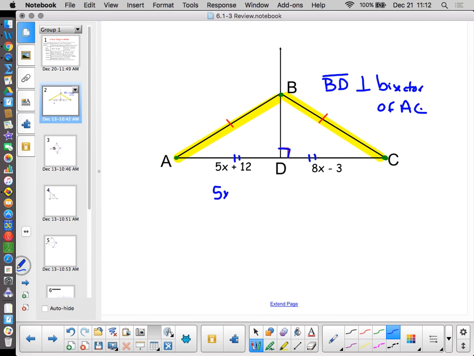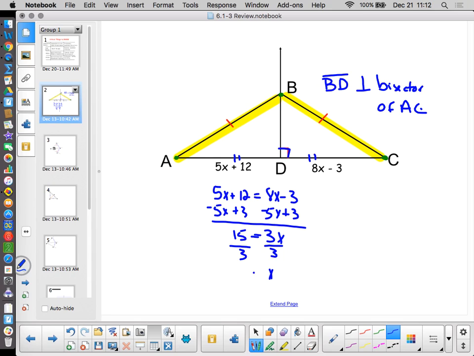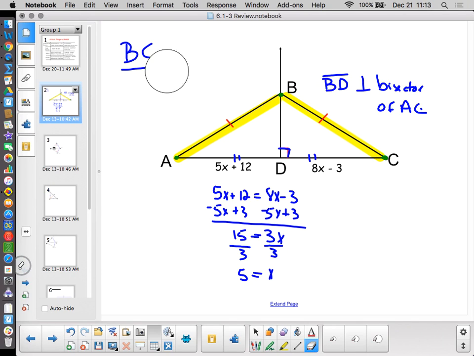So then we do our algebra. E equals 8x minus 3. And I get 3x equals 15. Divide by 3, and x is 5. However, the question asks us to find BC. That's what the question asks us to do. So we have to substitute this back in. I'm sorry, not BC, DC. BC we wouldn't be able to find.